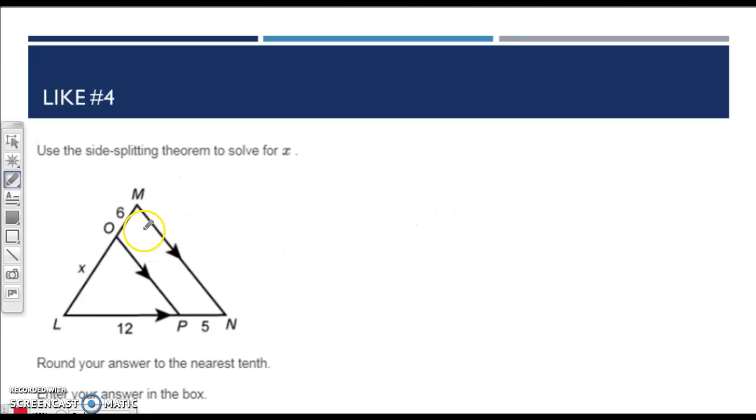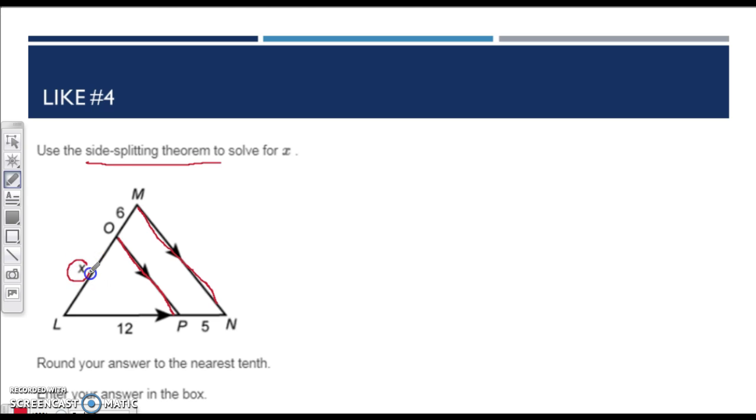We've got another one here where we have similar triangles. They're telling us that we're using the side splitter theorem. Remember that says that if there is a line that connects those two sides that is parallel to this side, then these triangles are similar. So what we can do is set up a proportion.